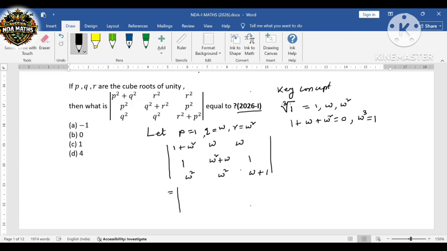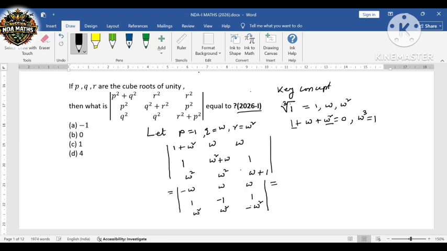Next, this property: 1 plus omega square is equal to minus omega. Here omega, and here this is omega. Second row, 1. Now omega square plus omega is equal to minus 1. This is 1. Here omega square, again omega square, and here 1 plus omega, and 1 plus omega is minus omega square. So we have reached up to this.